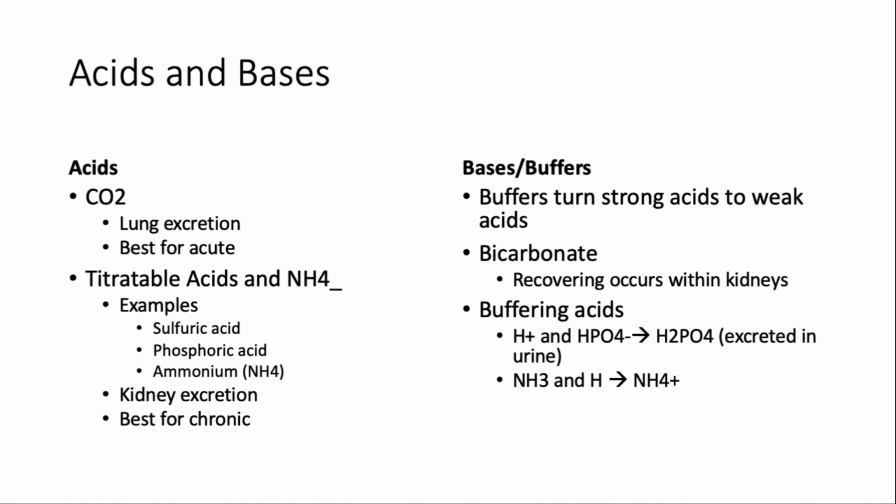The second thing that I want you to look at is these bases and buffers. Buffers are going to change strong acids into weaker acids. Bicarbonate is one of the things that we recover and create in the kidney in order to maintain the pH. Buffering acids, just like we talked about previously, you can add these hydrogen ions to different acids in order to get them out of the body safely.